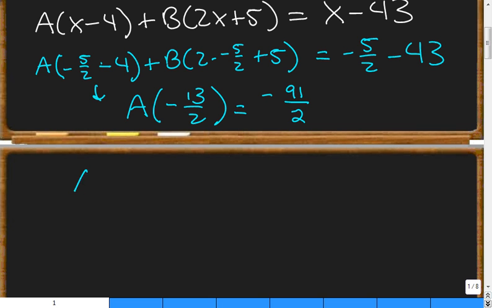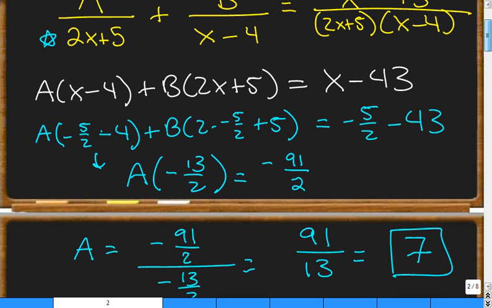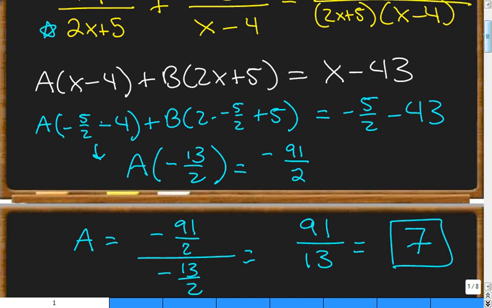And then we would end up saying that A is going to equal negative 91 halves divided by negative 13 halves, which is going to give us 91 over 13, which should equal 7. So A gives us 7. So that number is going to be true. And that is, again, because we picked our 0 to zero out our b based off of this denominator right here.